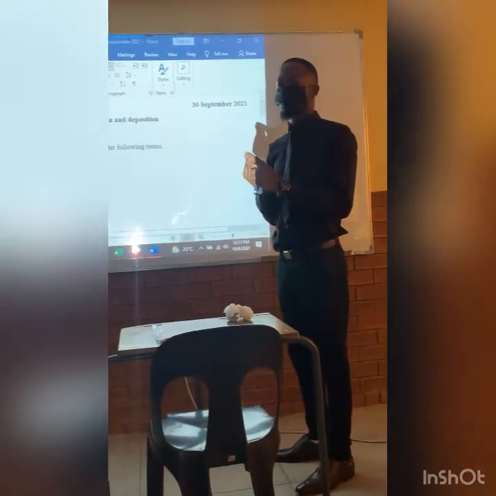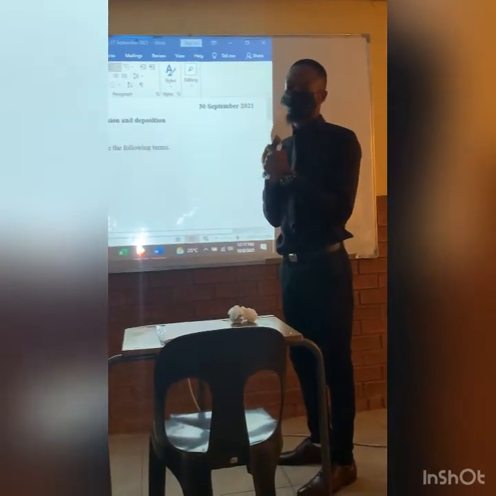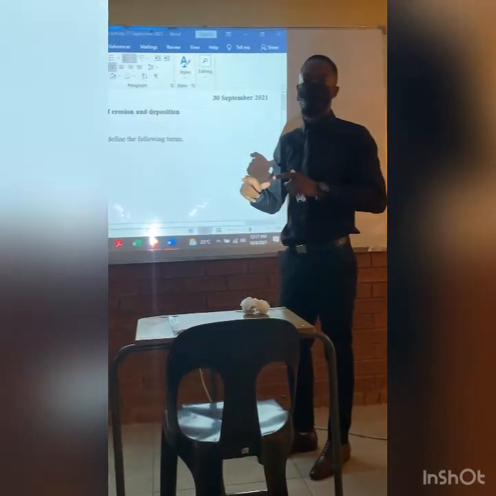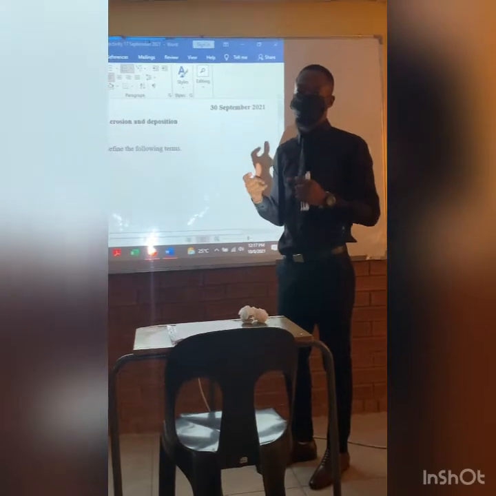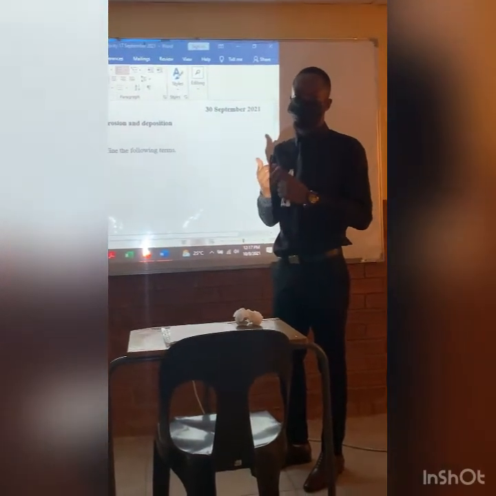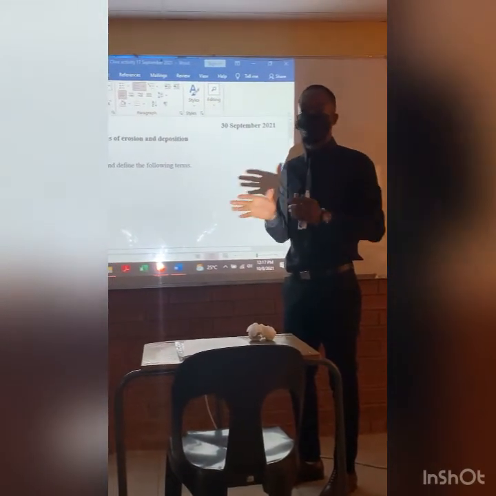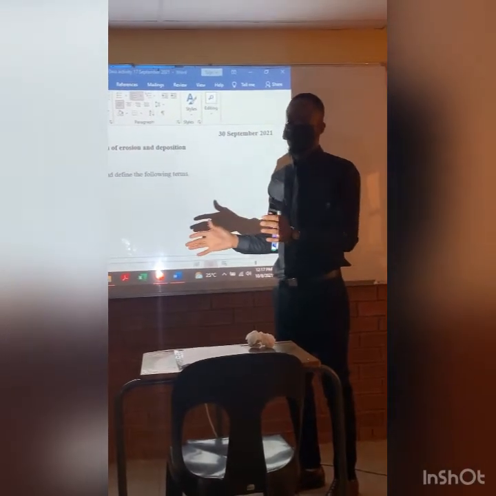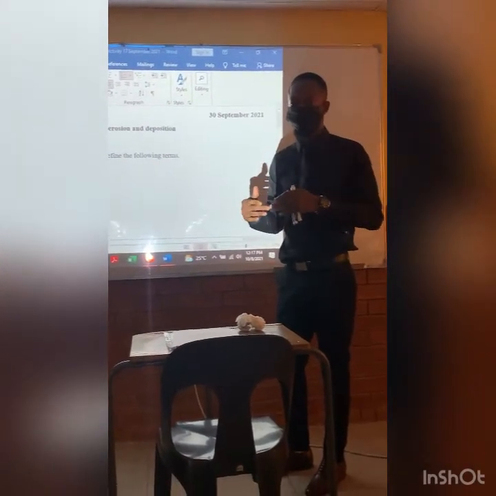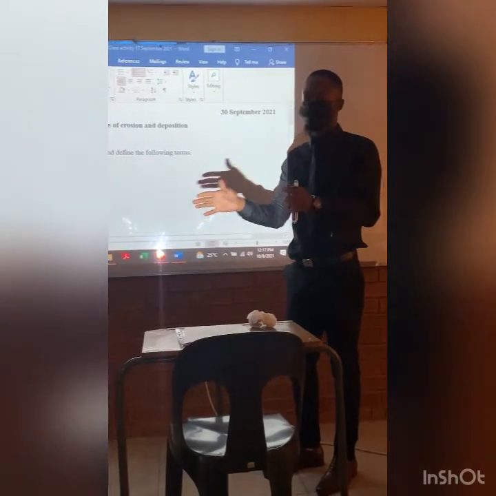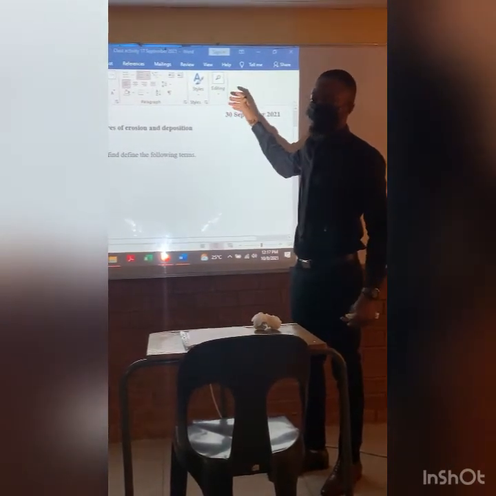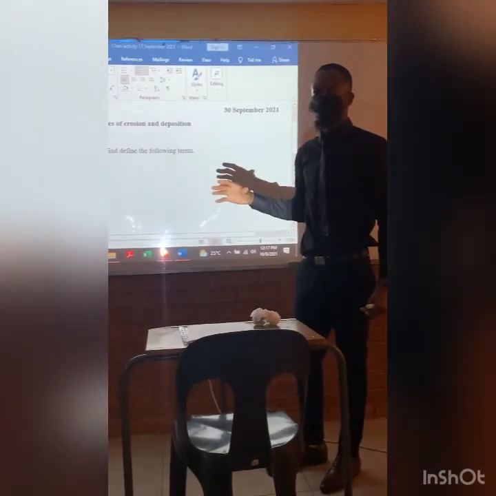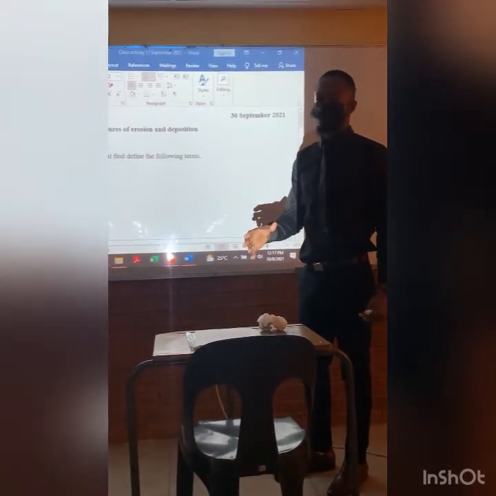Then we also have a delta. What is known as a delta? A delta is a triangular shaped form of deposited material, maybe sand, rock particles, anything like that, at the mouth of the river, which is opening towards the sea or ocean, right? So at the mouth of the river, at the end of the river, we find deposits of the eroded material. The material that was eroded in the upper course and the middle course is then deposited in the lower course, right?